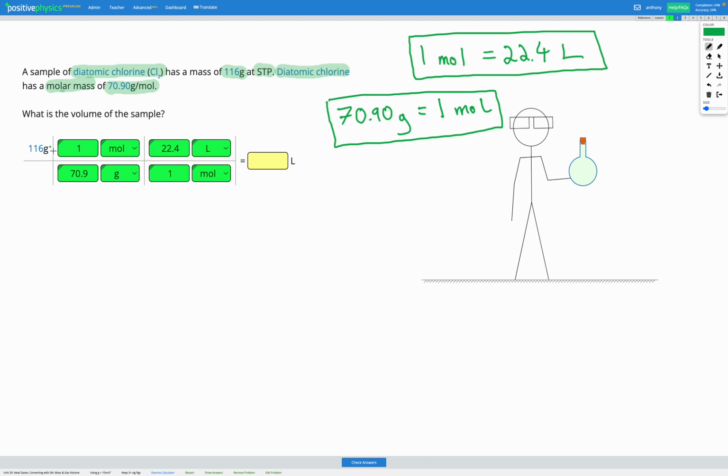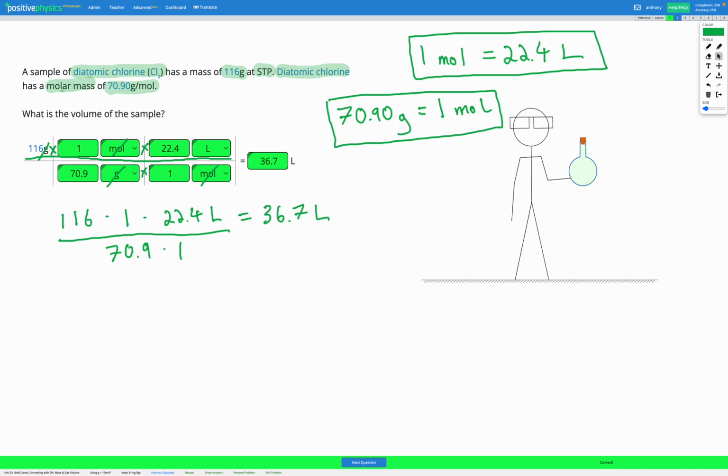Now we're going to multiply everything that's on the top, multiply everything that's on the bottom, and divide top by bottom. Any units that are the same on the top and the bottom are going to cancel. So grams cancel, moles cancel, and we're just left with litres. So that gives us 116 multiplied by 1, multiplied by 22.4 litres, divided by 70.9 multiplied by 1. So we can put that in our calculator. That gets us 36.7 litres. So we can fill that in here now.